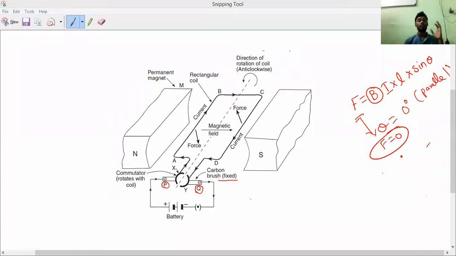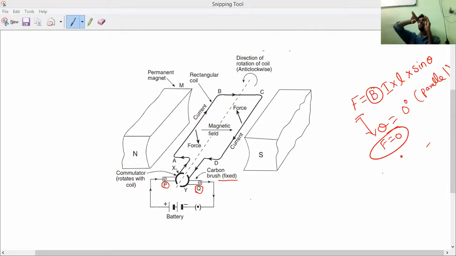The battery supplies current to the coil, which is connected to the carbon brushes P and Q through a switch. The carbon brushes contact the rotating rings of the commutator, and through them the current is supplied to the coil. So every time the commutator rings touch these carbon brushes, the current passes through the rectangular coil. Remember, any brush touches only one ring at a time, so when the coil rotates, the two brushes touch both the rings one by one. Understand?